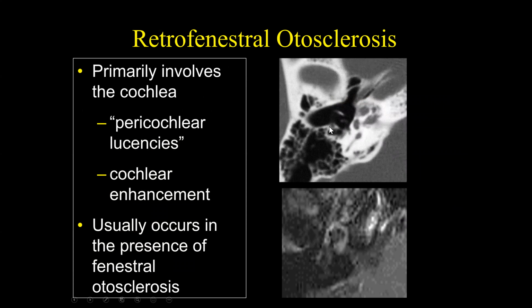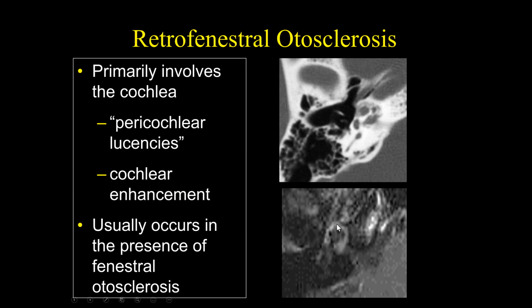Now, the other type of otosclerosis involves the cochlea, and because this is behind the window, it is referred to as retrofenestral otosclerosis. On CT scan, this is sometimes referred to as cochlear otosclerosis, and we can see the rarefaction of bone surrounding the cochlea. On MR with contrast, occasionally you can see enhancement around the cochlea.